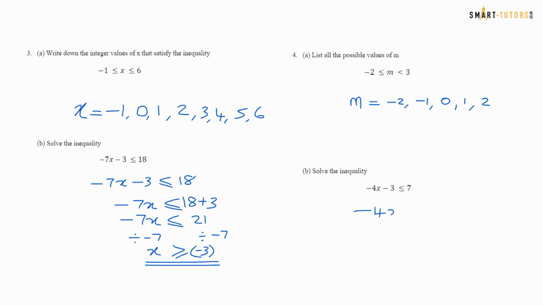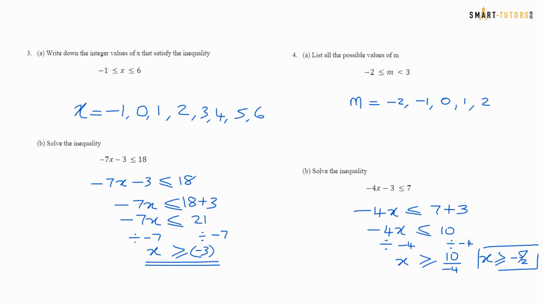Minus 4x minus 3. So going to go to the other side, 7 plus 3. Minus 4x less than or equal to 10. Divide by minus 4, divide by minus 4. So x is greater than or equal to, because a negative number when dividing changes the sign, 10 over minus 4. So the final answer is going to be x is greater than or equal to minus 5 by 2 or minus 2.5. We can leave it like that. That is the solution.